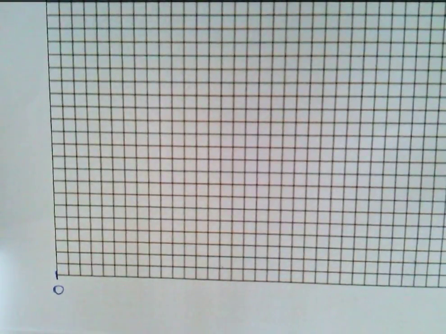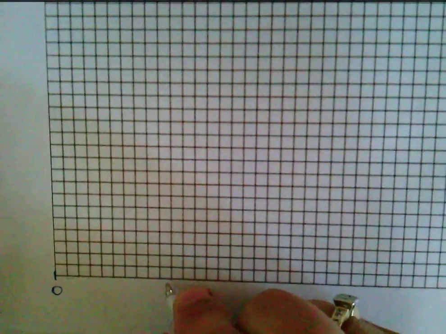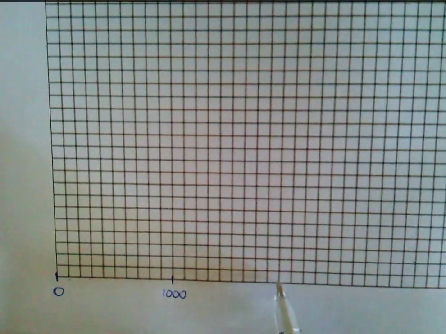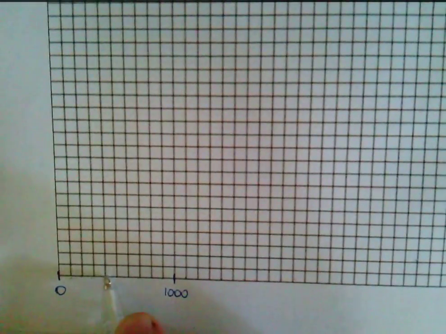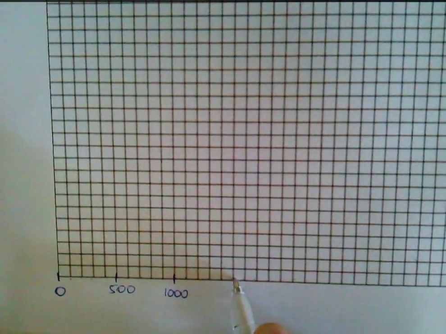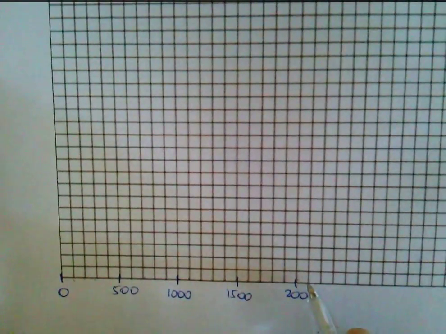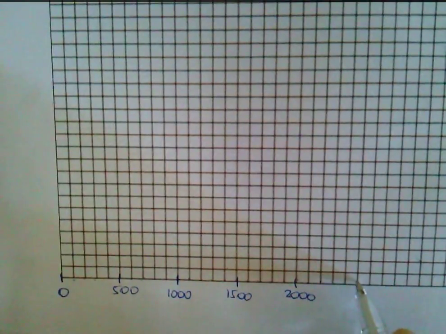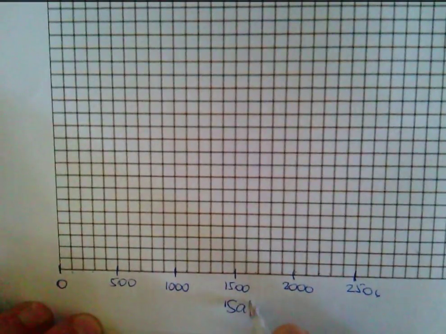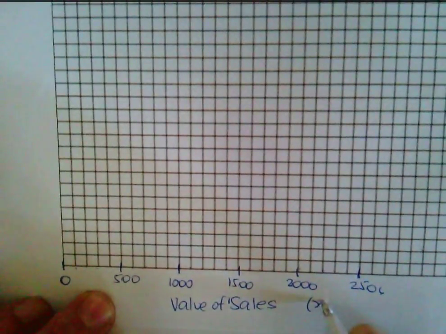If you go 1, 2, 3, 4, 5, 6, 7, 8, 9, 10, that's 1,000. I'll just go 500, then 1,000, 1,500, 2,000, and 2,500. So that looks good. This is the value of sales, X.